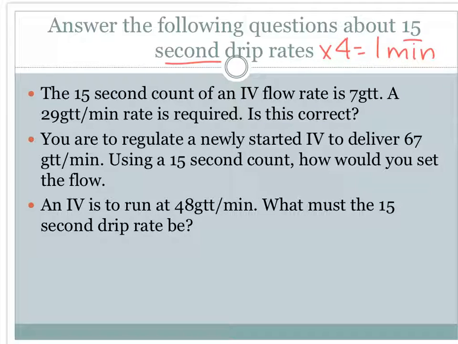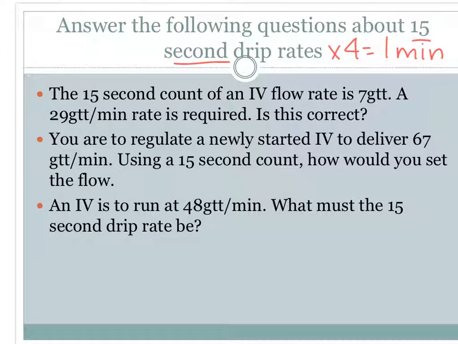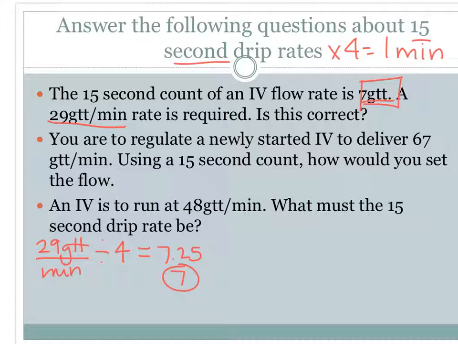So let's review the first one. The 15-second count of an IV flow rate is 6 drops, and we're trying to obtain a 29 drop per minute rate. Is that correct? So you would take the 29 drops per minute and divide that by 4. And that equals 7.25, which we need to round to 7. So the answer is correct at 7 drops.